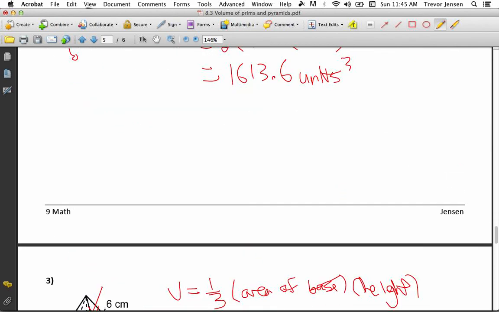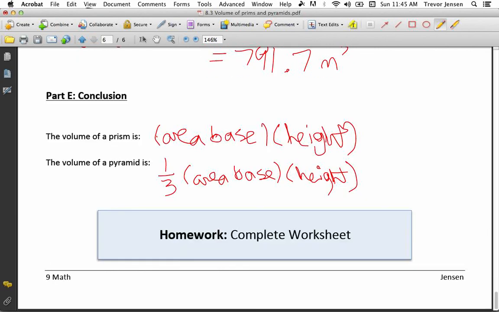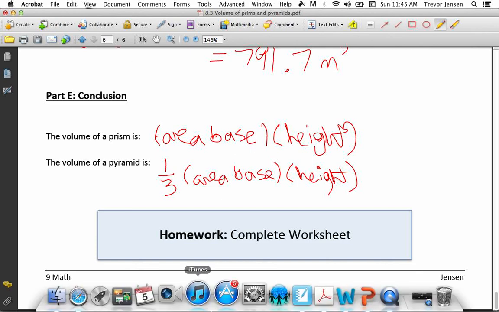Okay, so that's it. Make sure you download the worksheet, try it out, practice what we've learned. Remember, volume of a prism, area of base times height, volume of a pyramid, 1/3 times the area of the base times the height. So make sure you just pay attention to what your base is, know how to find the area of that base, then multiply by the height of the prism, or multiply by 1/3 the height if you're working with a pyramid.